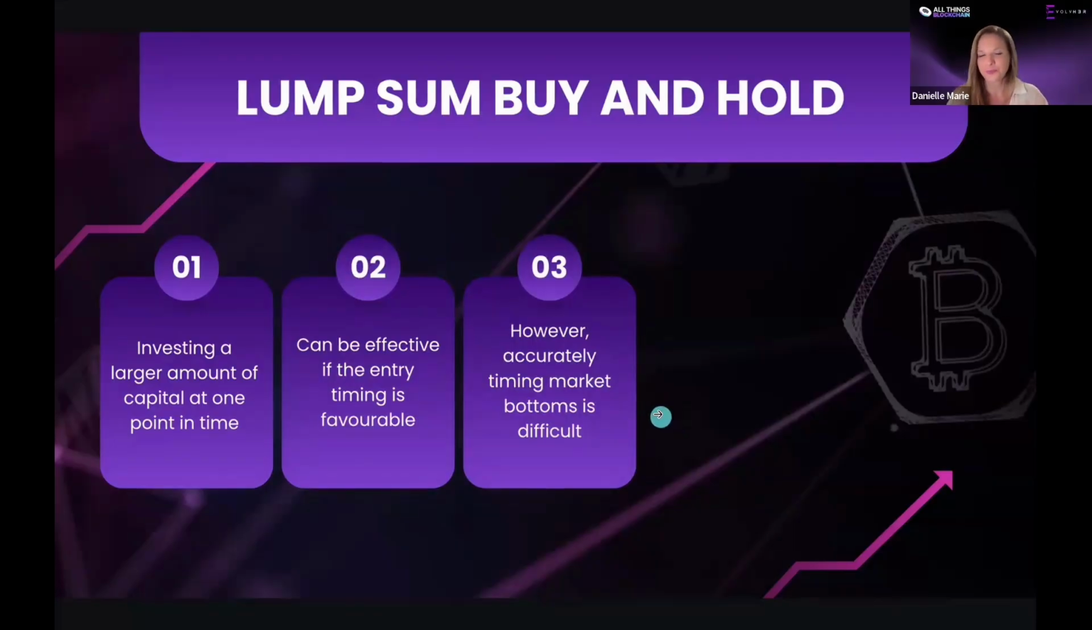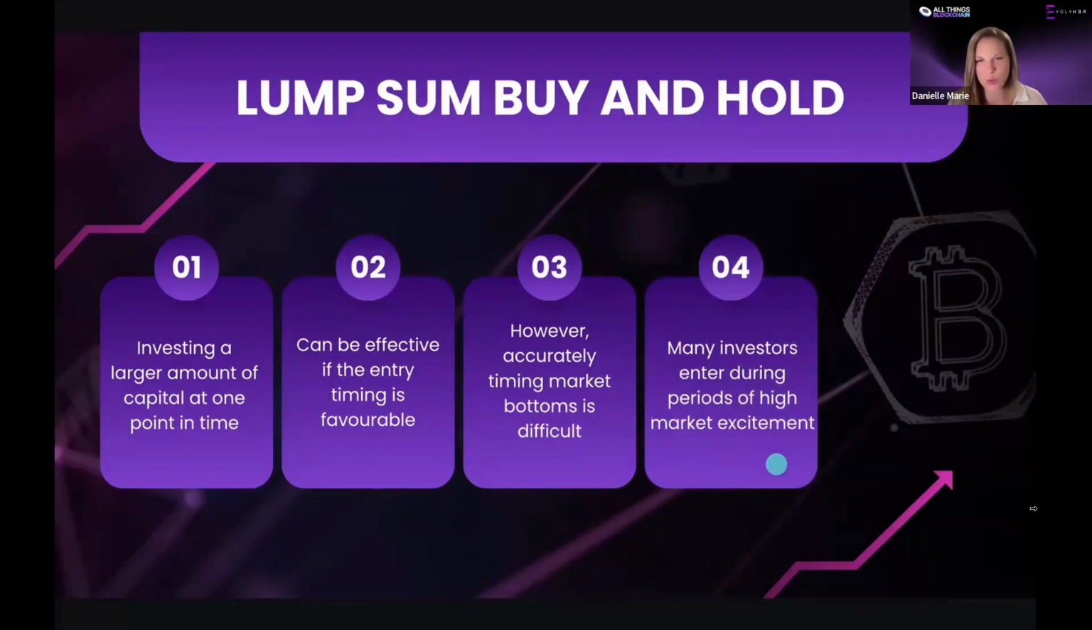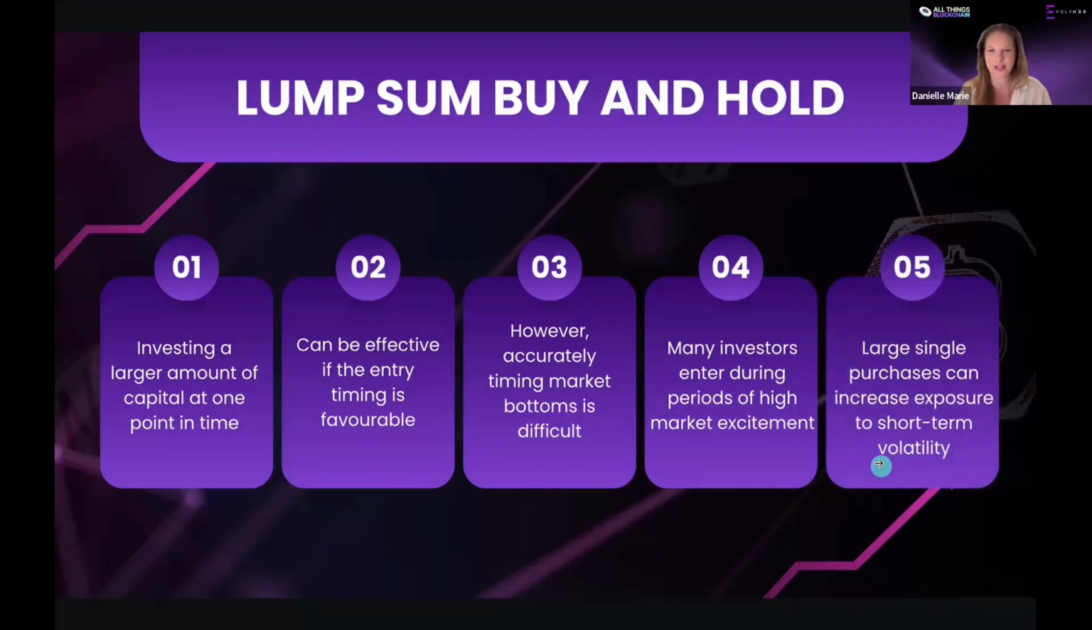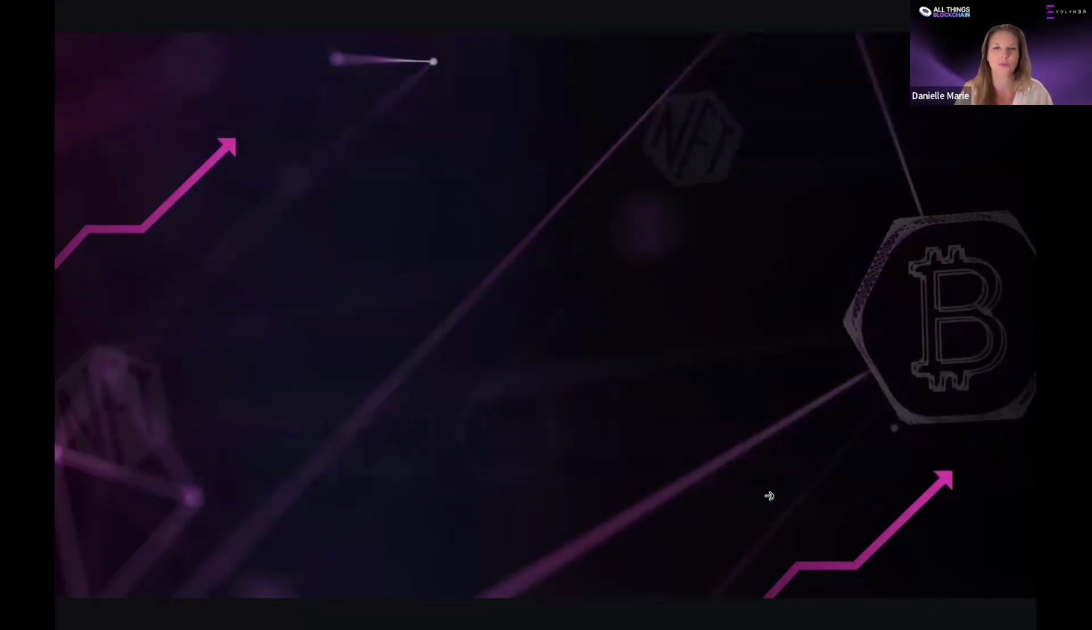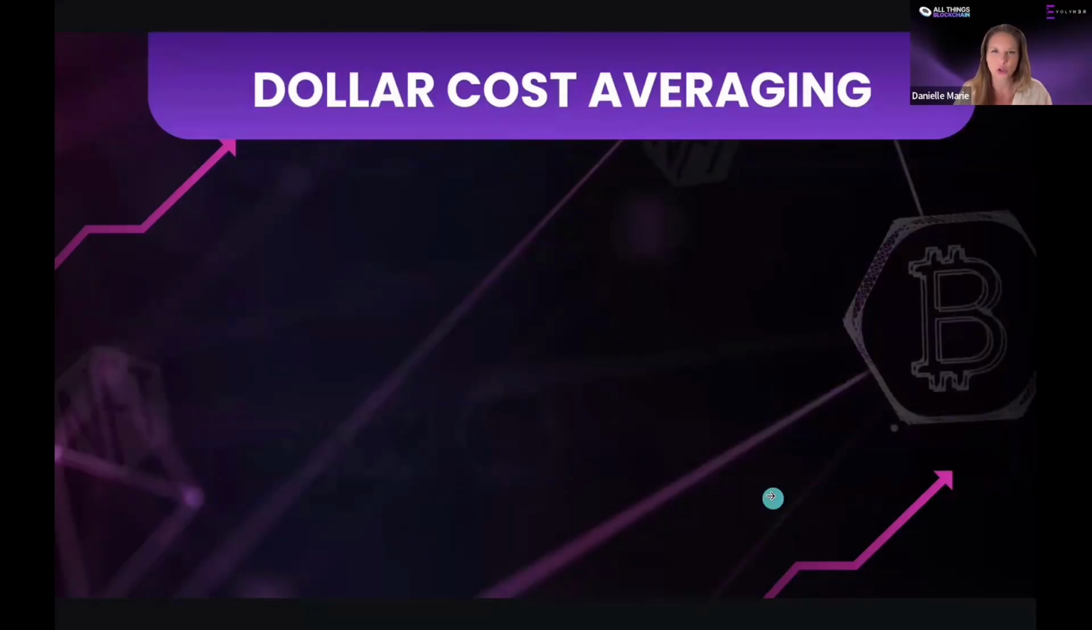So that's why a lot of people dollar cost average, which we're going to talk about in a moment. A lot of people sometimes too, they'll get in right at the top, like when it was $120,000, and then they've ridden it all the way down. So we're trying to avoid that. That's why buying in the bear market is the perfect time, although that's not financial advice. But that's what I would do myself. So large single purchases can increase exposure, but you do have that short-term volatility. So then we've got dollar cost averaging.